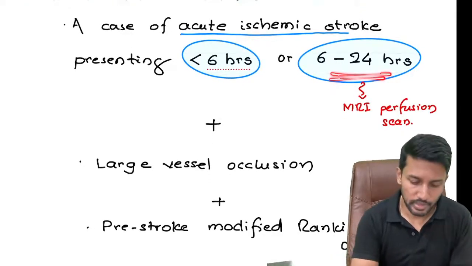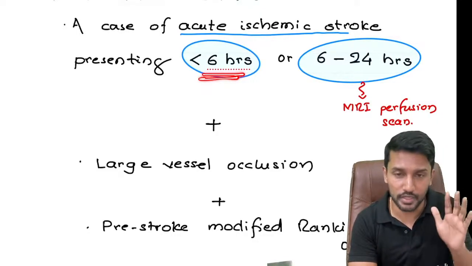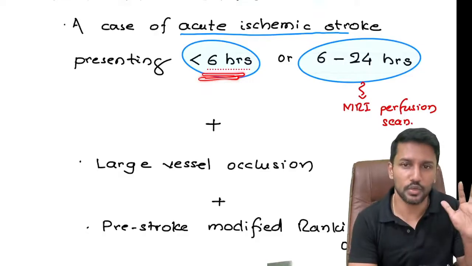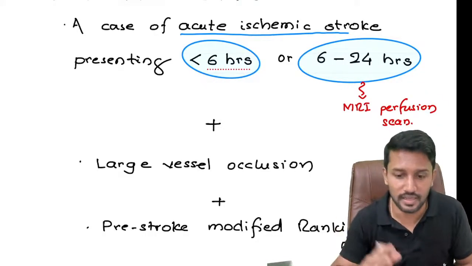So if the penumbra is still there, then we can do the mechanical thrombectomy up to 24 hours. But if the patient has presented within 6 hours, there will definitely be some amount of brain tissue which can be saved. You can go ahead and do the mechanical thrombectomy. You don't need to do an MRI perfusion scan to decide whether to do it or not.